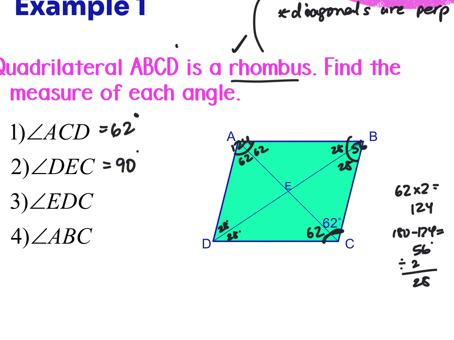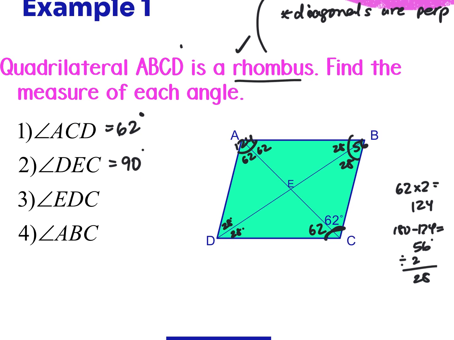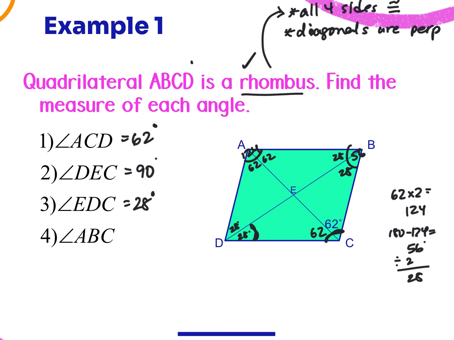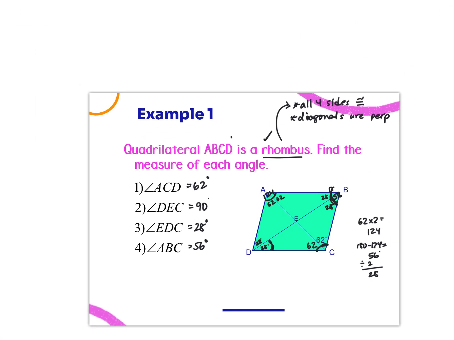So now I can answer those last few questions. Angle EDC is this angle right here, and it's 28 degrees. And angle ABC is the whole thing, which is going to be 56 degrees. And so again, I know a lot about sides and angles once I know and understand what a rhombus looks like and what specific characteristics it has based on the theorems.